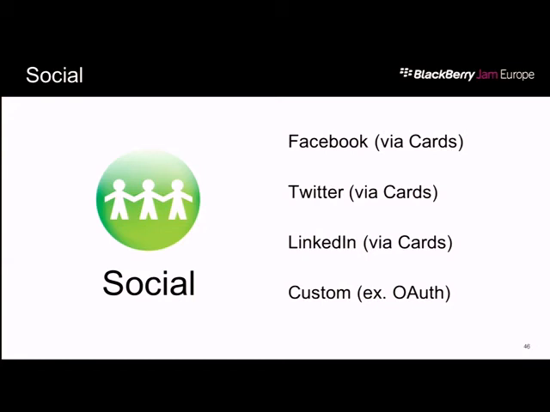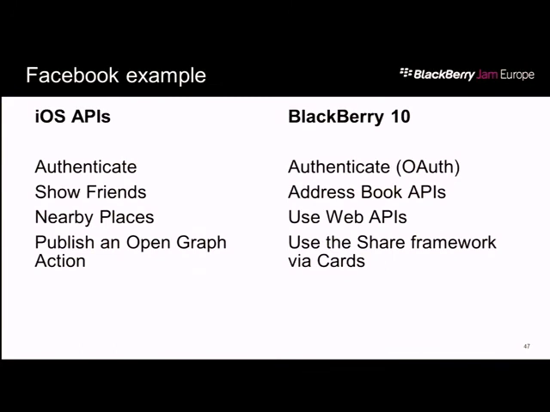Now let's contrast, let's say, an example of a Facebook integration, because I think iOS has had many more years on us to really implement the services. So for example, in terms of the mappings here with authentication and, let's say, showing friends or nearby places, or publishing an Open Graph API or actions, in iOS you can use the native SDK to do those actions. Right now on BlackBerry 10, you would have to use a web view, let's say, to do authentication with OAuth with Facebook. So you have to carry that action through in a web view.